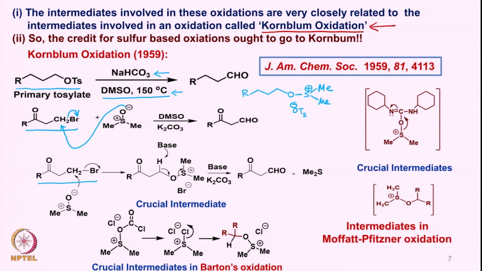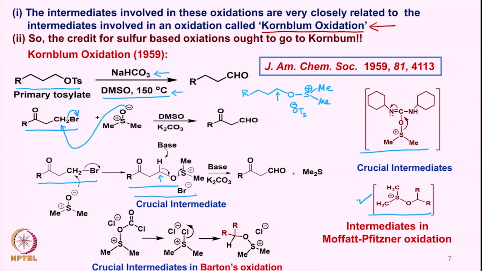So in all these cases, as you can see, once the leaving group leaves the carbon, the DMSO oxygen, O minus, attacks, and this is the carbon where DMSO has attacked. Now this intermediate which I have shown here is very similar to the crucial intermediate that we talked about in Moffatt-Pfitzner oxidation, and the other one is of course this one. So this is related to this particular intermediate.